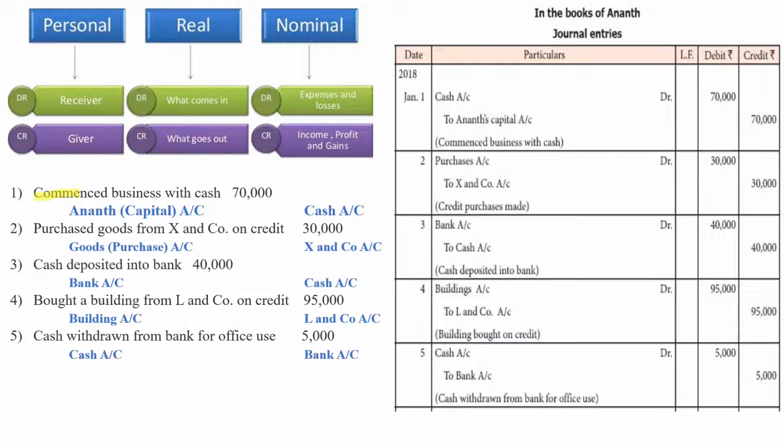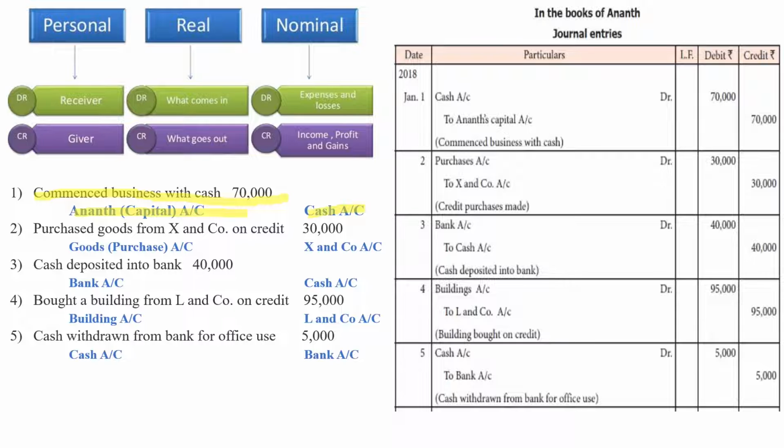Now we journalize these transactions, and the first transaction is commenced business with cash $70,000. Here two accounts are affected. One is Anand's account, another one is cash account. Instead of Anand, we can also take capital account, or you can combine Anand's capital account. Anand is a personal account, as this is a real person. Another one is cash account because cash comes to the business.